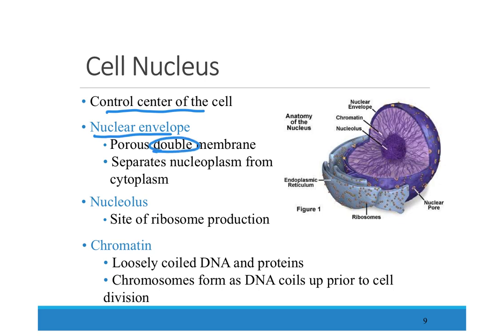Along with the nucleus, the mitochondria is a double membrane structure also in human cells, and in plant cells, the chloroplast is a double membrane. The nuclear envelope separates the stuff inside the nucleus, or the nucleoplasm, from the stuff outside of the nucleus, or the cytoplasm.